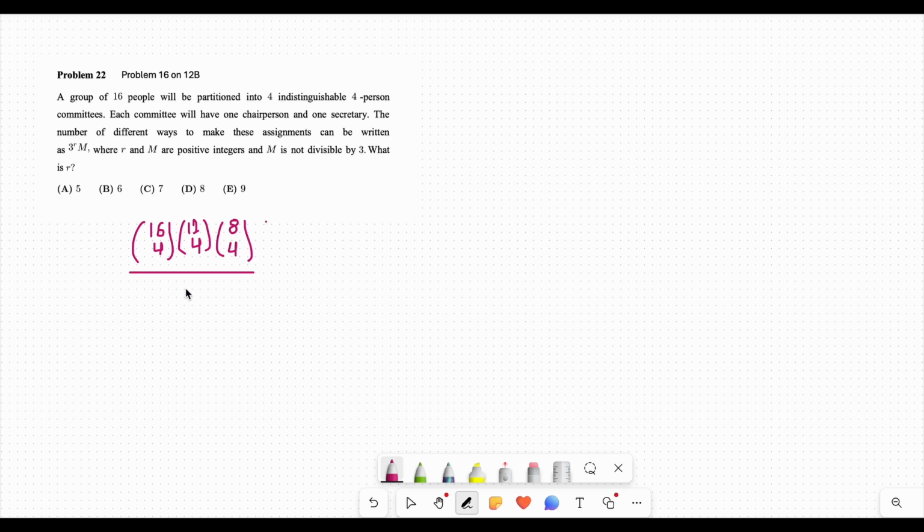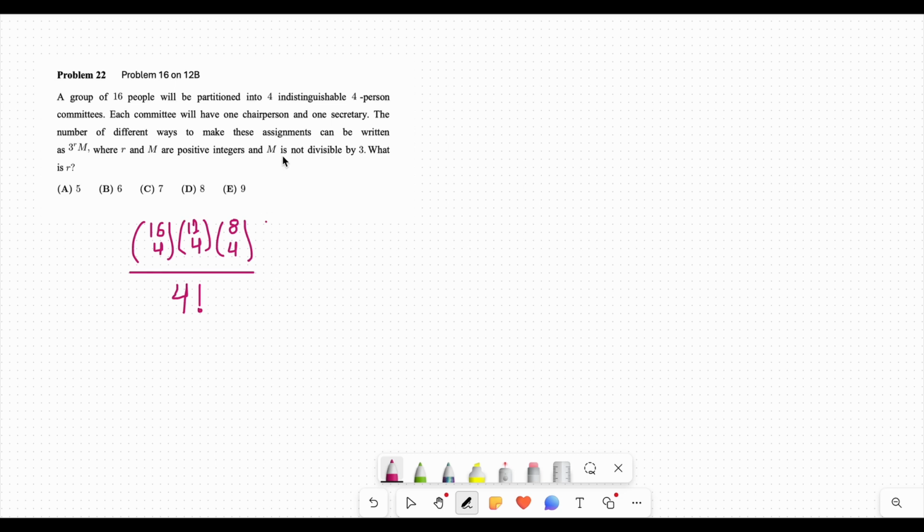But we have to divide this by 4 factorial because the order in which these 4 groups are chosen doesn't matter. So for example, if we put A, B, C, D in the first group, and E, F, G, H in the second group, it will be the same as if we swap the order in which they were chosen. And since there are 4 factorial ways to order the different groups once they're chosen, we have to divide this number by 4 factorial.